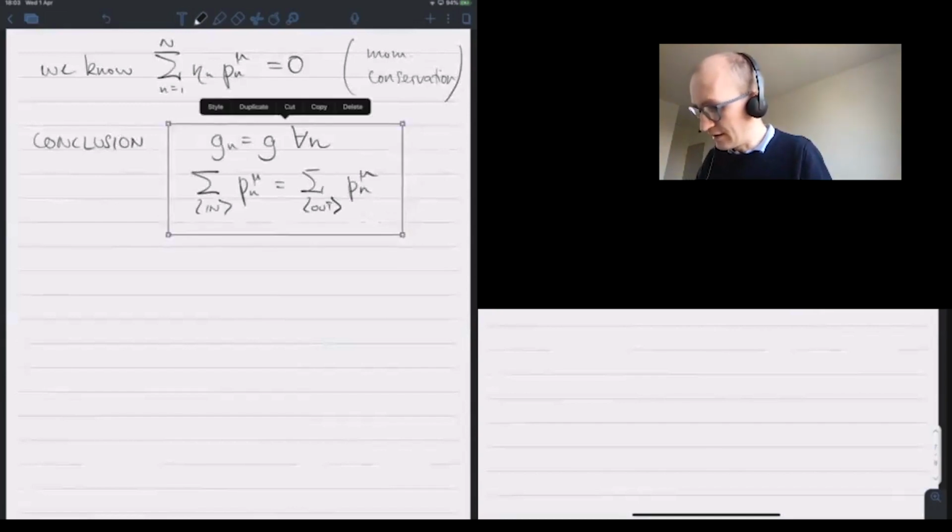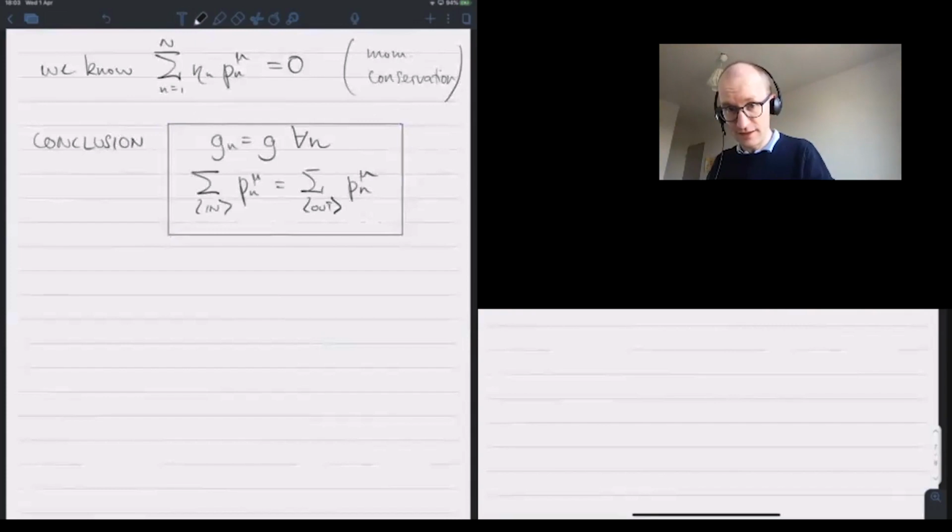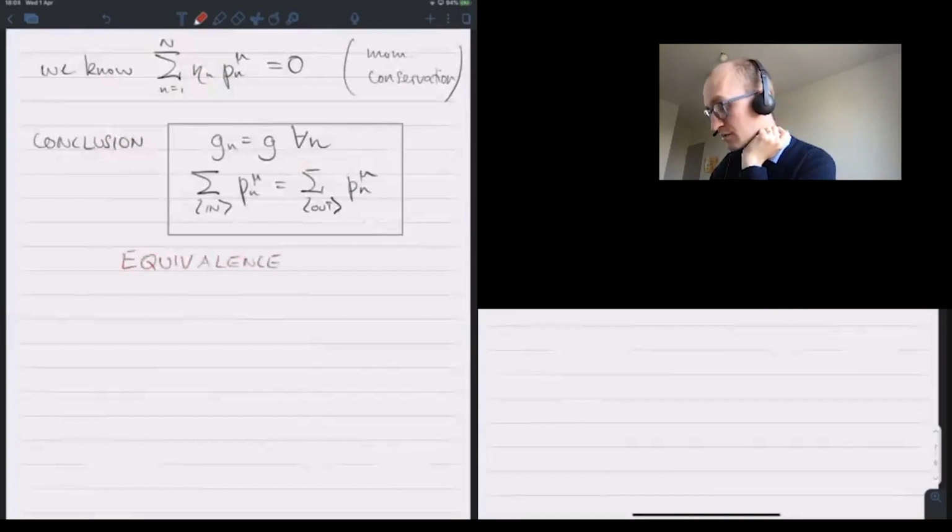The point being that now that simple constraint that led to charge conservation in the photon case leads to the fact that every possible particle that can couple to the graviton must couple with the same strength. And that's of course another way of saying that it must obey the equivalence principle. If you want, we have just derived the equivalence principle.